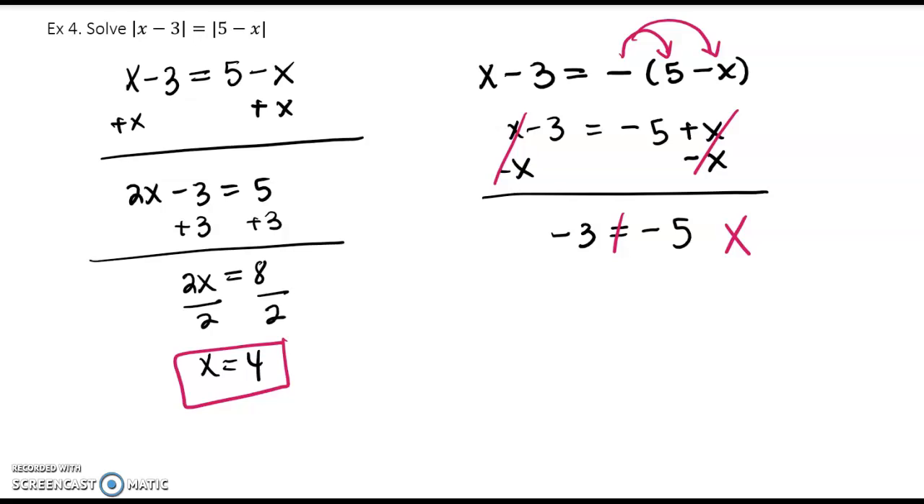Alright, so that's it. That's basically the 3 types of ways that you could solve absolute value equations. So you just have to remember that you need to have the absolute value isolated on one side of the equation. Once you do that, then you have to do a negative and then a positive.